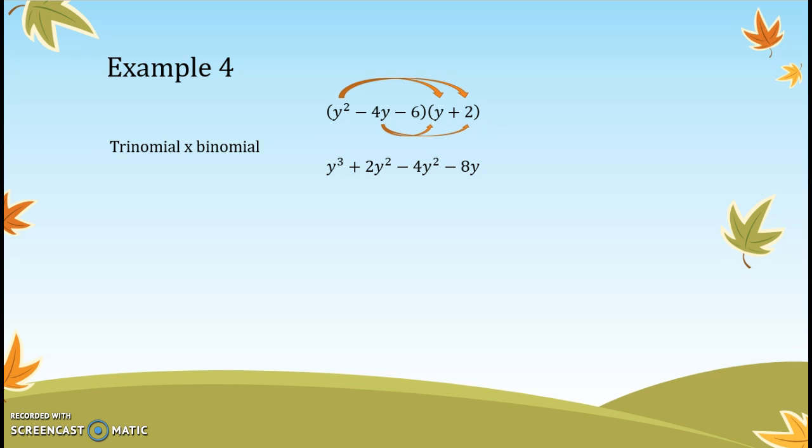And now we can move to the negative 6 and share with everything on the right. Negative 6 times y is negative 6y, and negative 6 times 2 is negative 12. We can combine like terms. We have some y squareds that can hang out together and some y's that can hang out together, giving us a total of y cubed minus 2y squared minus 14y minus 12. Notice that I keep writing these in descending order according to their exponents.